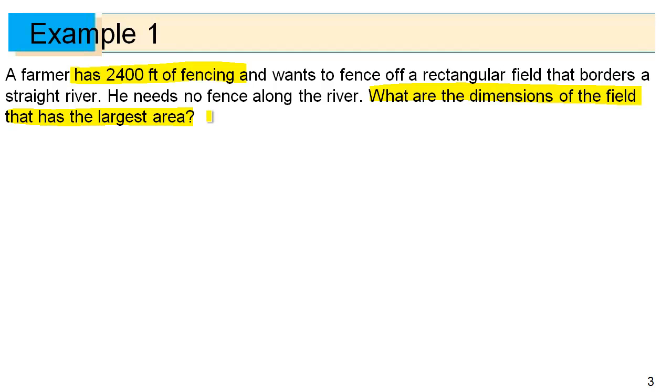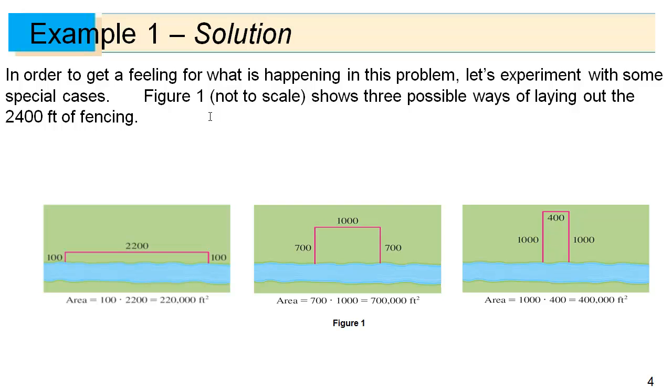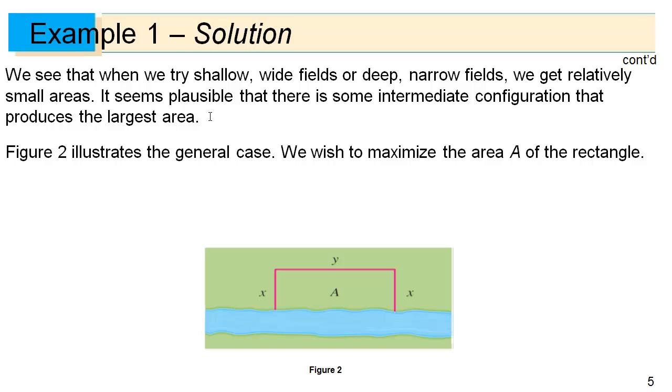The next thing we'd want to do is draw a picture, start labeling things, right? Well, if we did some investigation, we could see that if we had different shaped rectangles, we're going to get vastly different sizes of areas. So it obviously does relate area and shape, right? We can get a different area based on the shape of our rectangle. So it's all about finding that optimum shape. So we're going to draw ourselves just a generic picture of our rectangle.